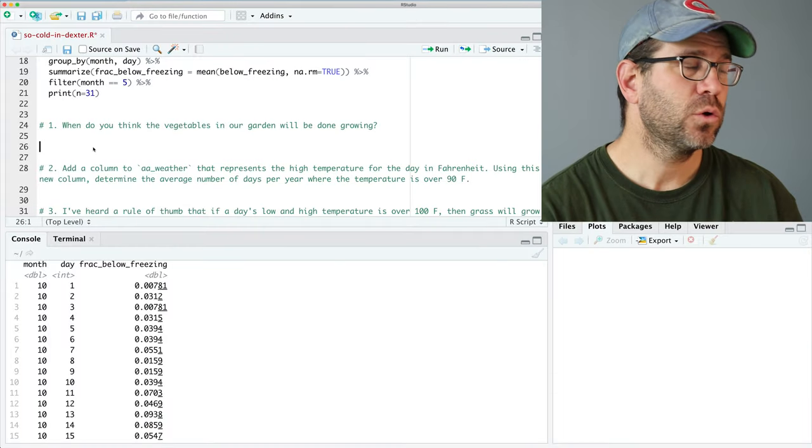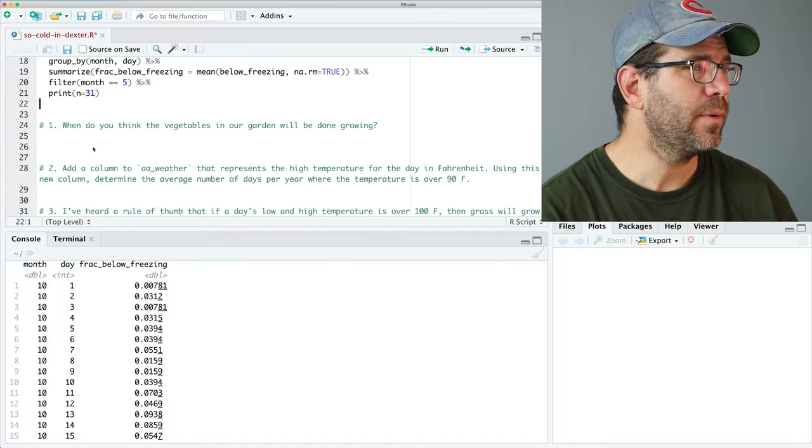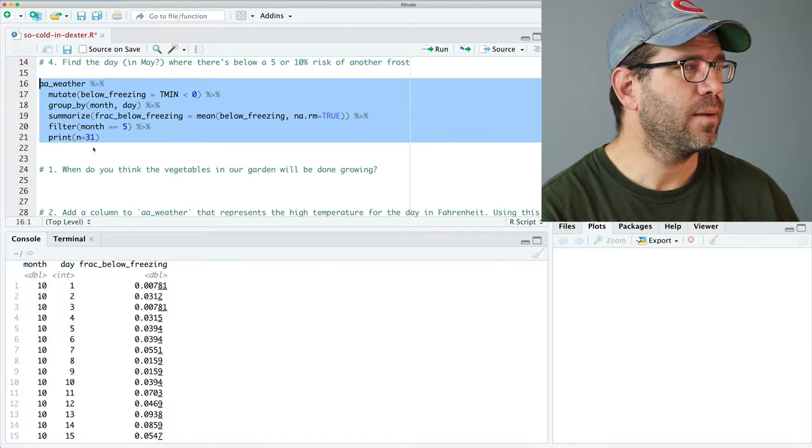Hopefully you found those exercises engaging and learned something more about analyzing our data with R to answer a real practical question, albeit a question we could have gotten by just a simple Google search. Anyway, the first question was, when do we expect the vegetables in our garden to stop growing? So to answer this, I'm going to go ahead and copy the code chunk that we had above.